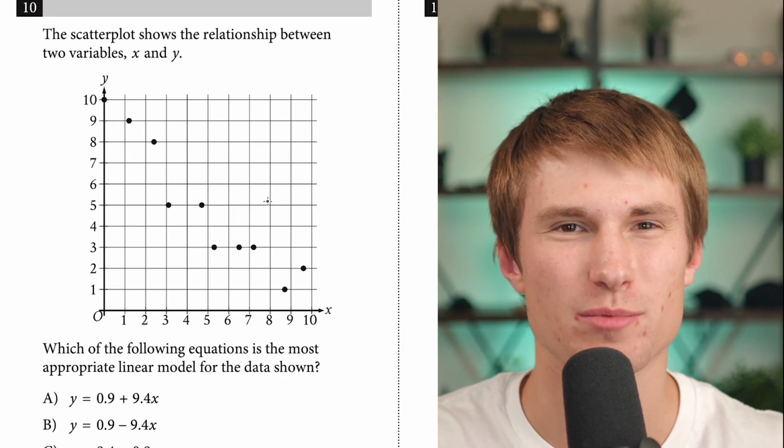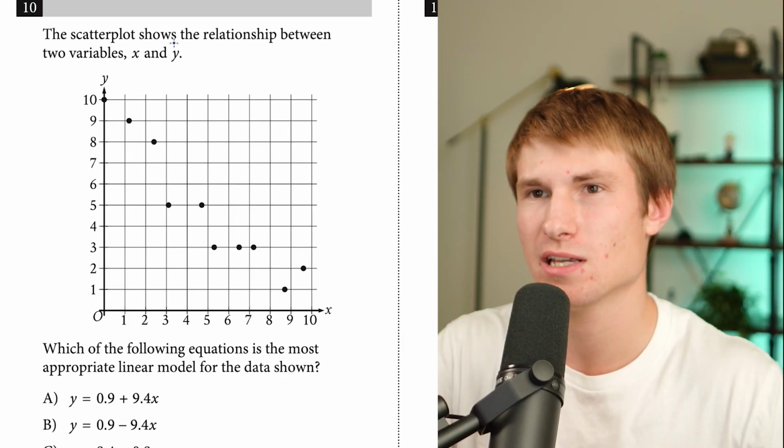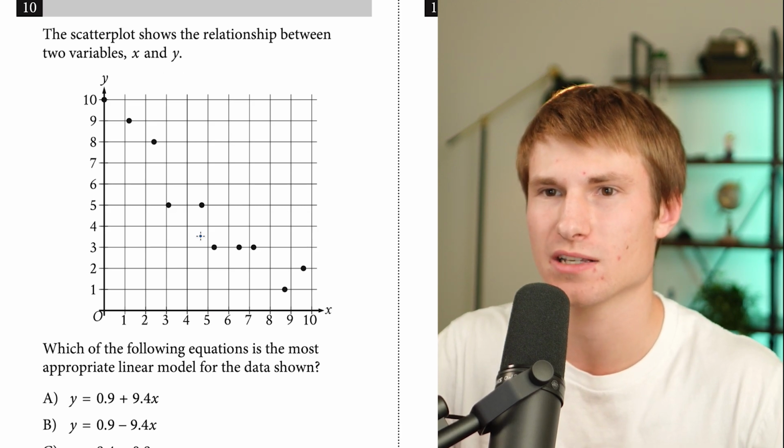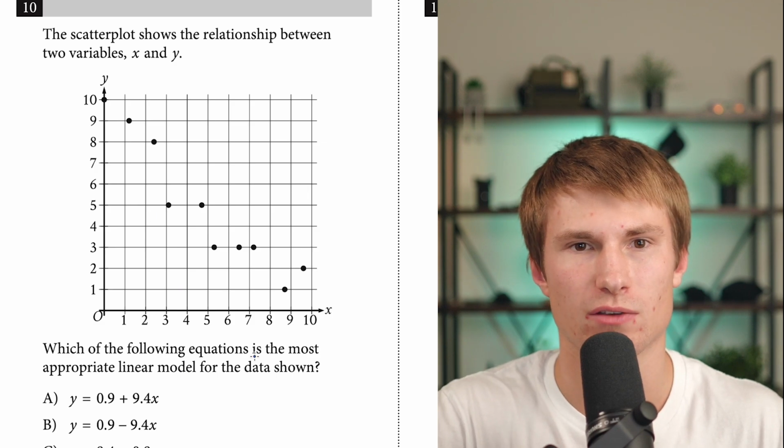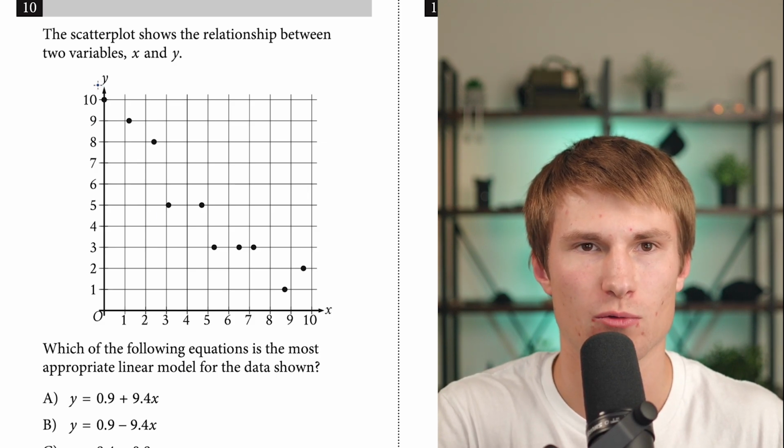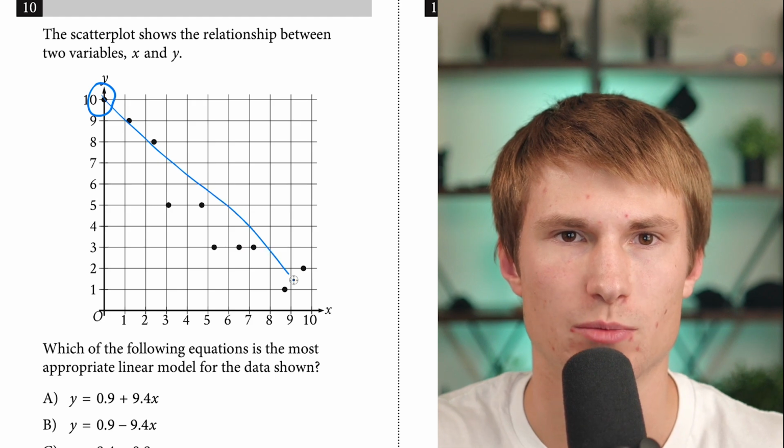Here's how to answer this question about scatter plots on the SAT. Question 10 states a scatter plot shows a relationship between two variables, X and Y. Which of the following equations is the most appropriate linear model for the data shown? In this case, since we're looking for a linear model, I'm going to go ahead and find about where the y-intercept is. It's right around 10. I see my slope is going to be negative.